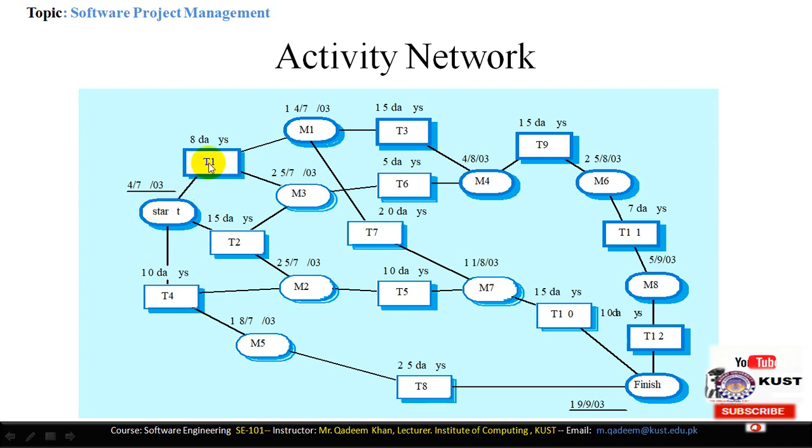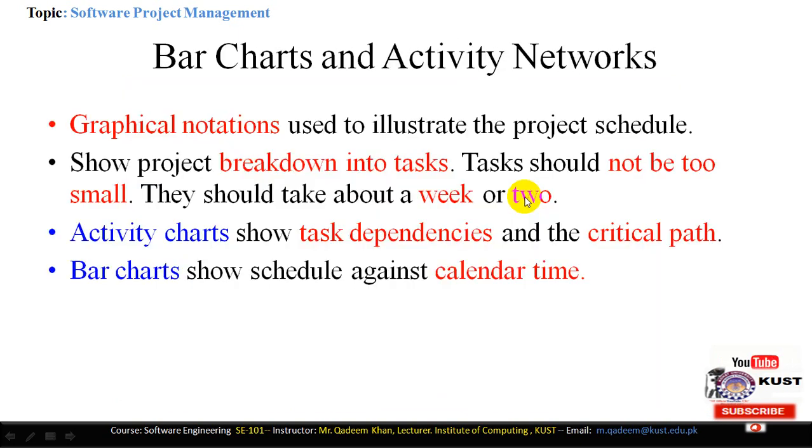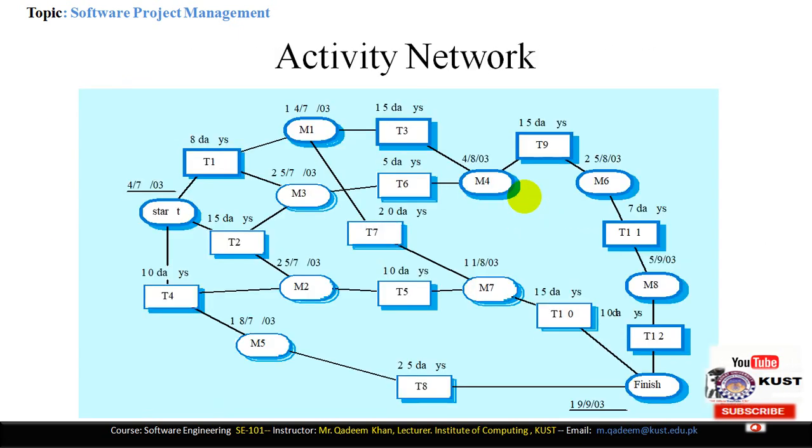First task required 8 days. Second task required 15 days. So we will just define the number of days over the task. Then we have task 3. Task 3 required 15 days and it depends on task 1.